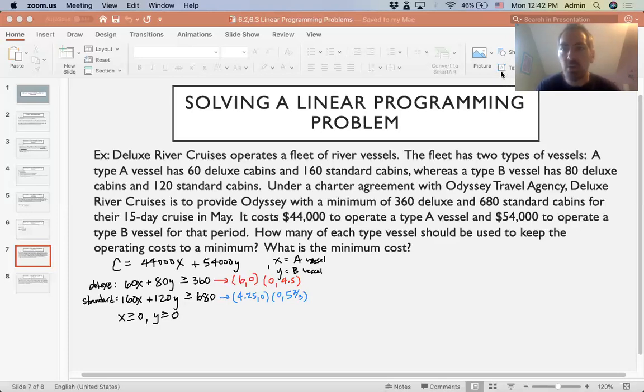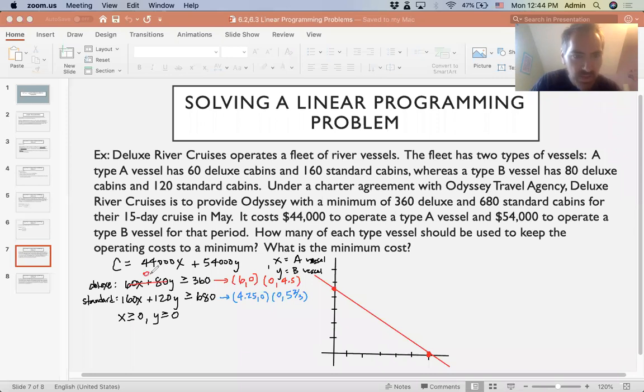Okay, so let's graph this on our Cartesian coordinate plane. All right, so here is our (6, 0) here, and then the (0, 4.5), and we will draw a line through that. And which side are we going to shade? All right, so we can use our origin, which means that the left-hand side would become 0, since x is 0 and y is 0. And 0 is not greater than or equal to 360, so that's a false statement. So we will shade the side opposite of the origin.